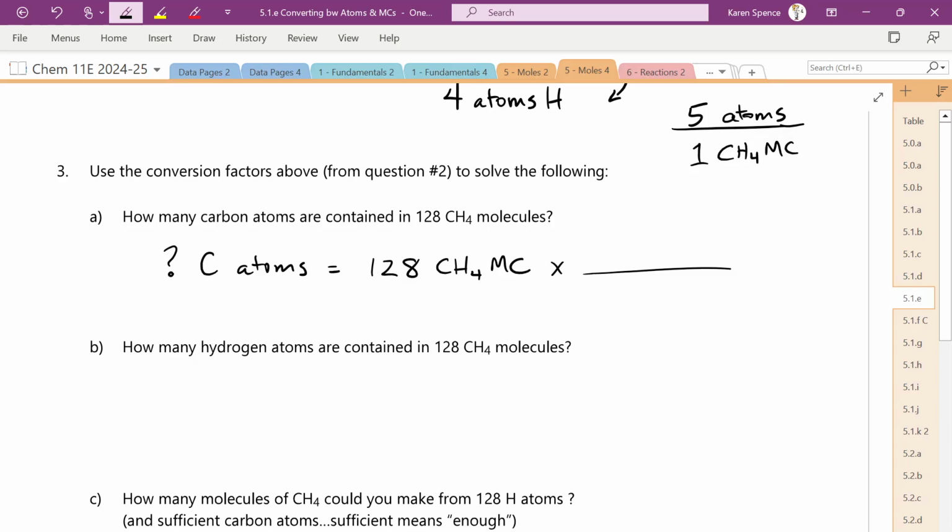And the answer for 3A, so we have how many carbon atoms? We need to have carbon atoms on the top and CH4 molecules on the bottom, and that's a 4. No, it's not a 4-to-1 ratio. It's a 1-to-1 ratio. Yep, there's 1 carbon in CH4. And that gives us 128 carbon atoms.